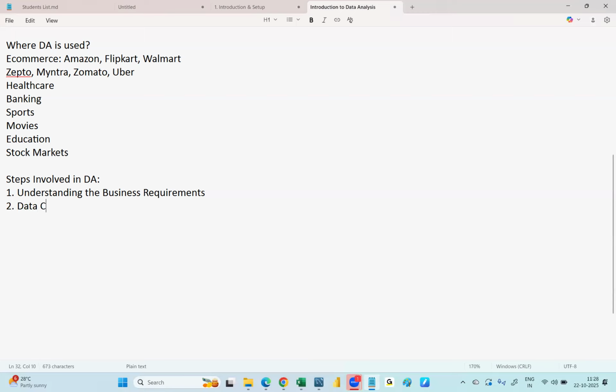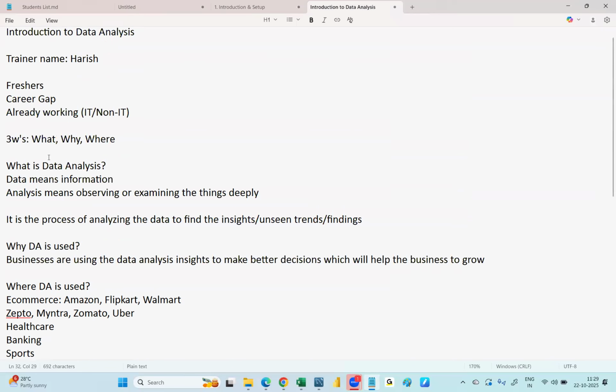What do we call that step? Data collection or data gathering. This step is again a main step for us, where our actual analysis is going to get started. In data collection or gathering, as I mentioned, if you want to perform data analysis, you first of all need data, right? For example, I told you it is the process of analyzing the data.